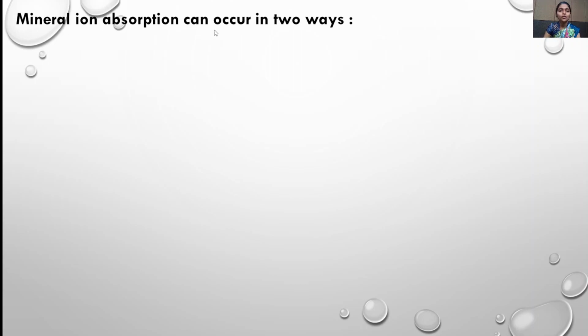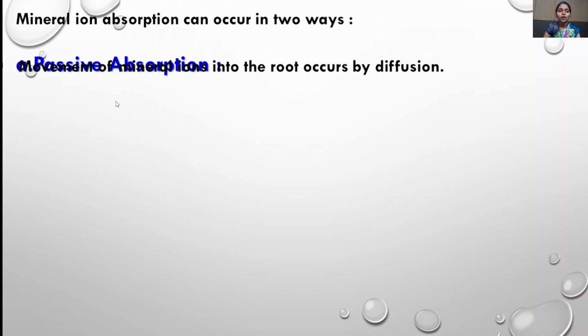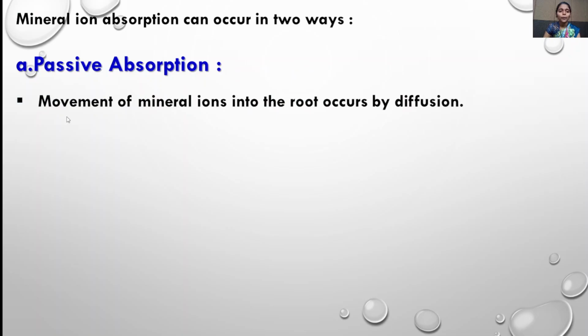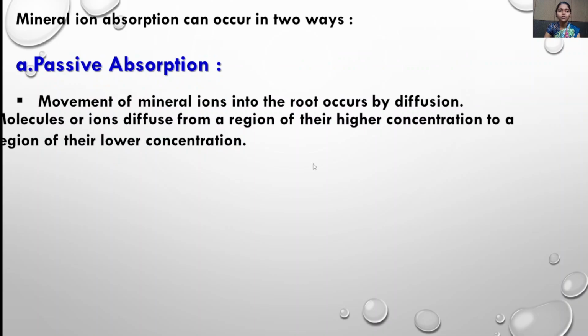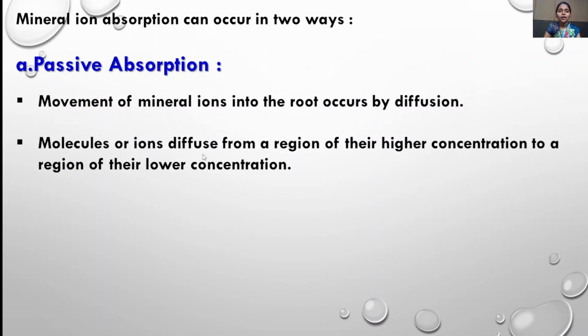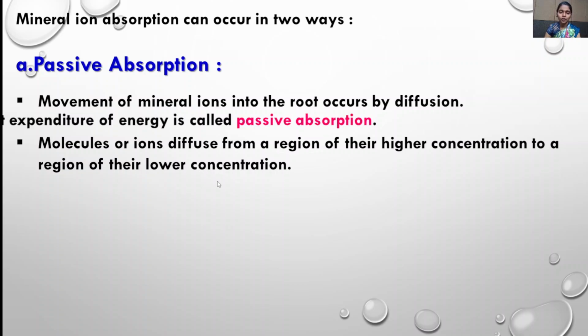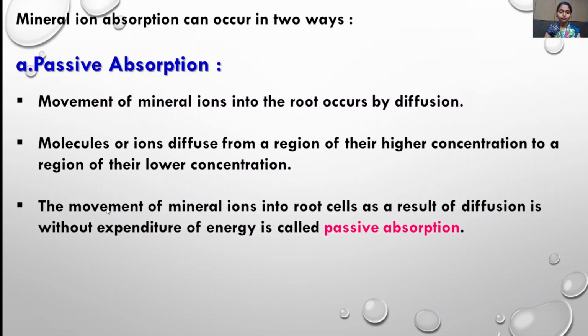Mineral ion absorption can occur in two ways. The first is passive absorption. Movement of mineral ions into the root occurs by diffusion. Molecules or ions diffuse from a region of their higher concentration to a region of their lower concentration. The movement of mineral ions into root cells as a result of diffusion, without expenditure of energy, is called passive absorption.